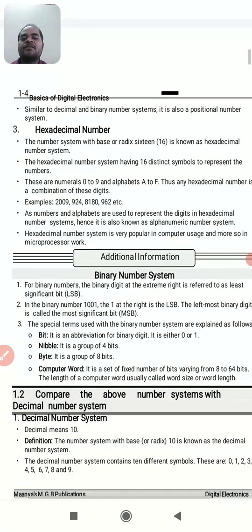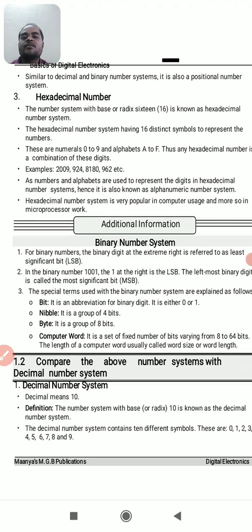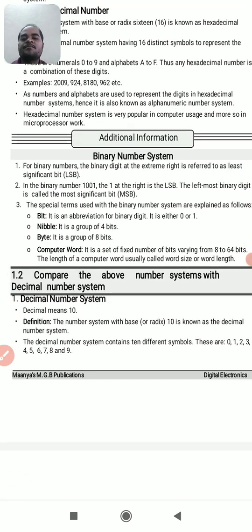Next one, the hexadecimal number system. When we take the hexadecimal number system, the base or radix value is 16. That means 16 different symbols are present in this hexadecimal number system. Here it is a combination of alphabets and numerical numbers. So 0 to 9 are the numbers present, and A to F are the alphabets used in this number system. For example 2009, 924, A23. Okay, so different combinations of alphabets and numerical numbers are present in the hexadecimal number system.